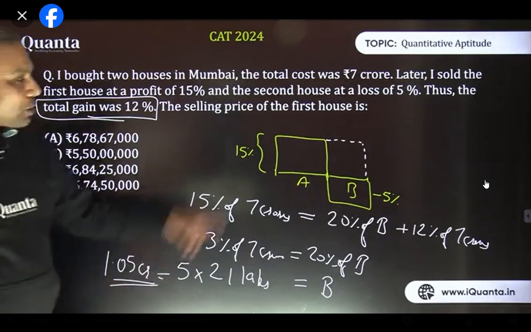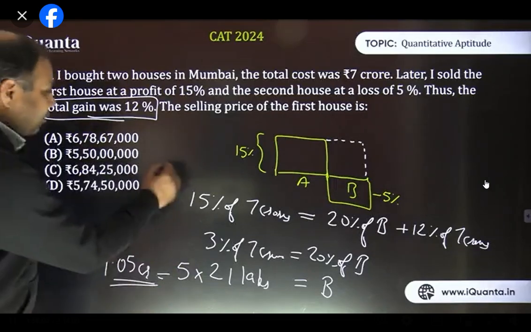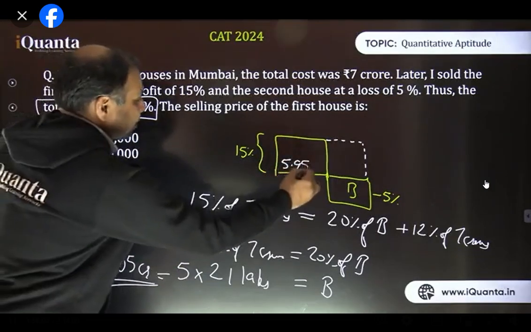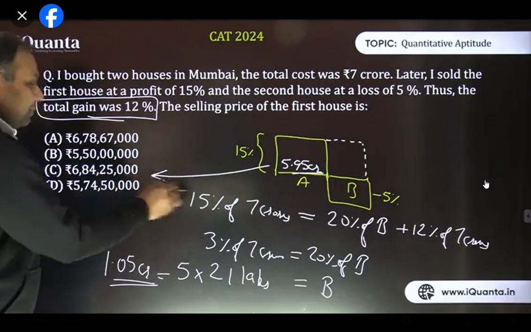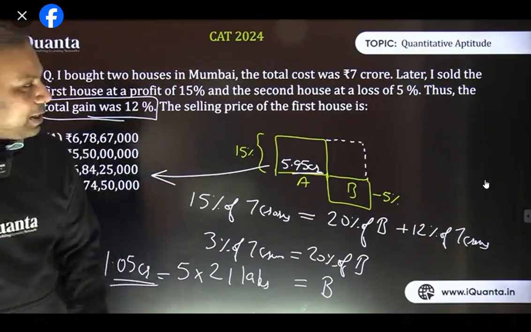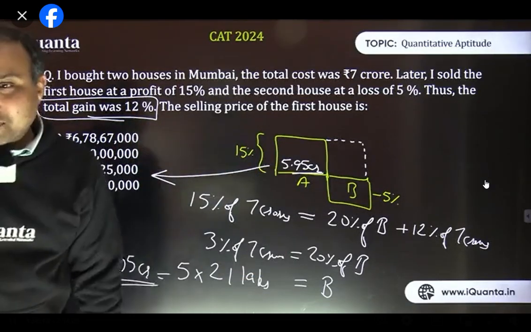Right? So cost price of A also you can figure out. So cost price of A comes out to be 5.95 crores. Now just add the 15% of profit and you will get your answer. So that's another way if you want to be saved from those two linear equations.